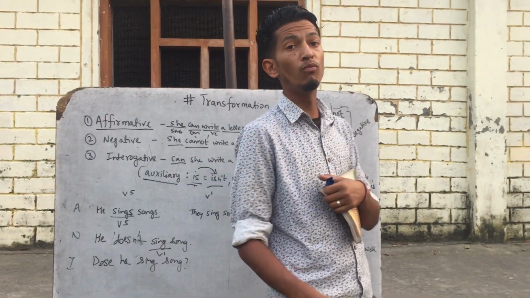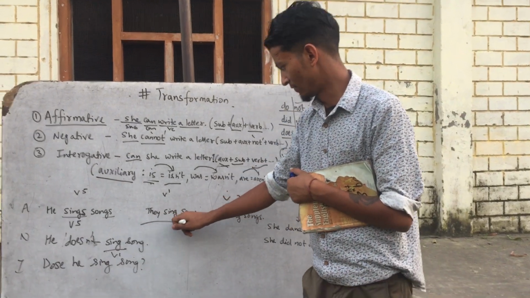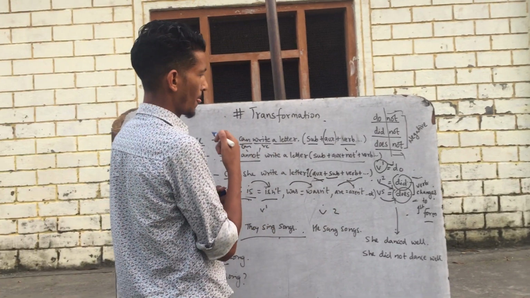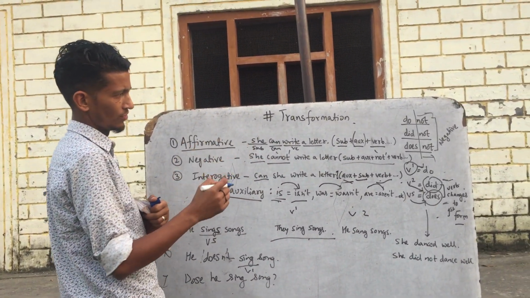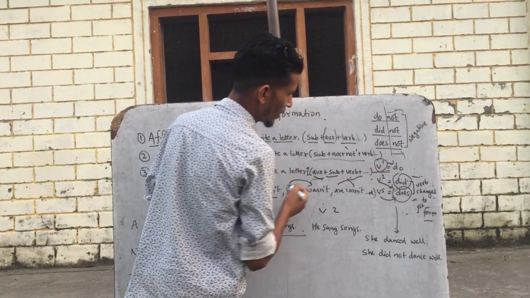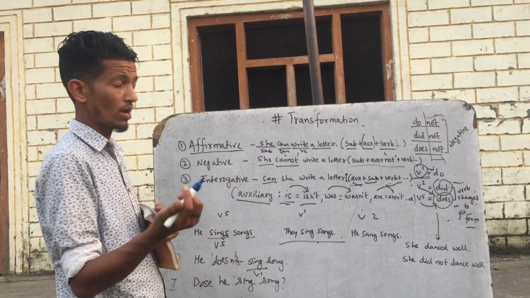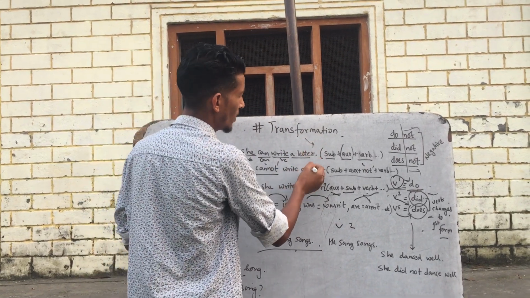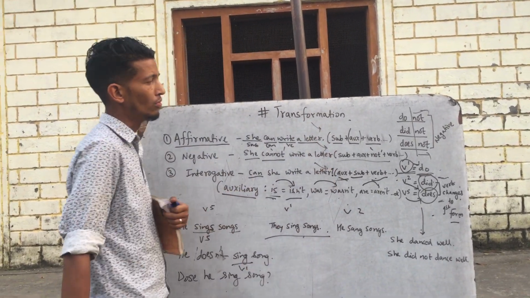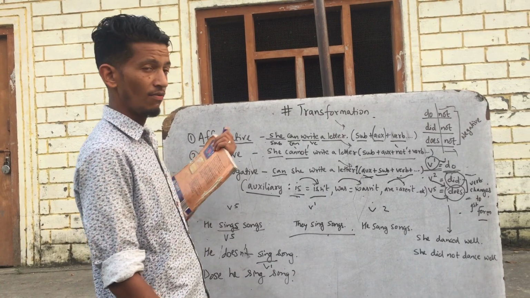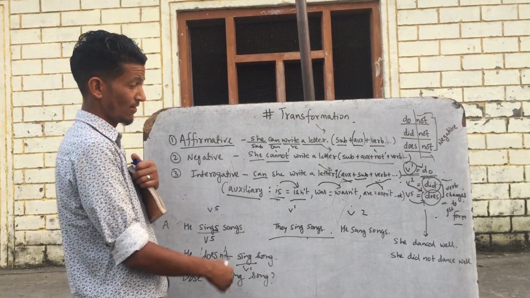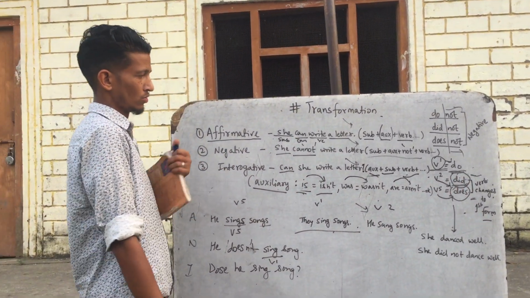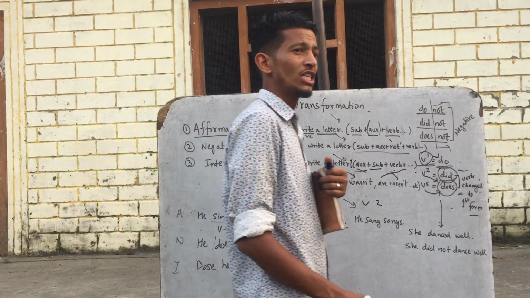Let's say if there is verb 1 in a sentence. Let's see with the help of an example. It says, they sing songs. First of all we will check the verb. So there is V1 over here, so we will add do as an auxiliary. Then again with the help of the formula I will transform it into the negative or the interrogative part. Same with V2. If there is V2, then I will write did. So this is how we need to transform a sentence.